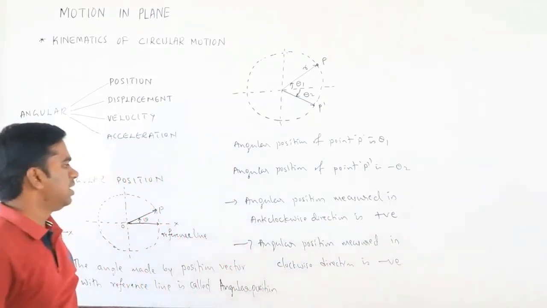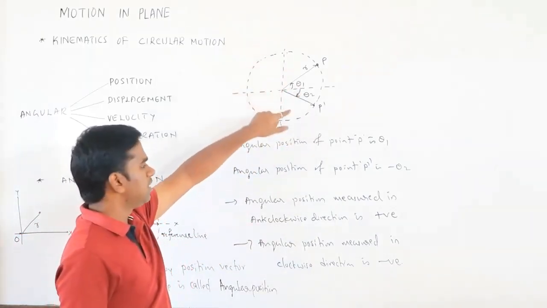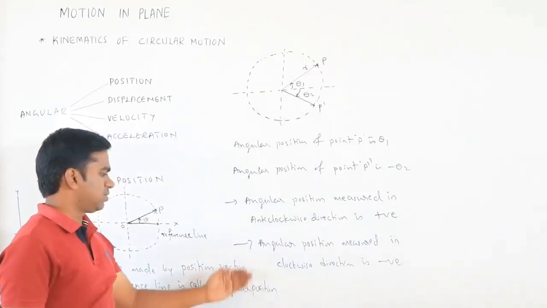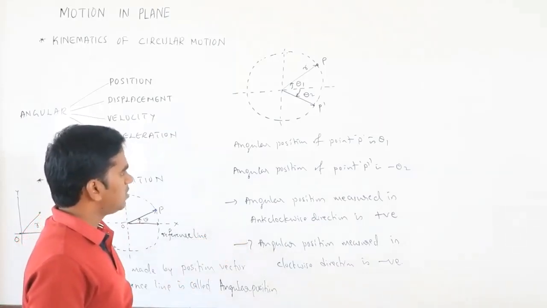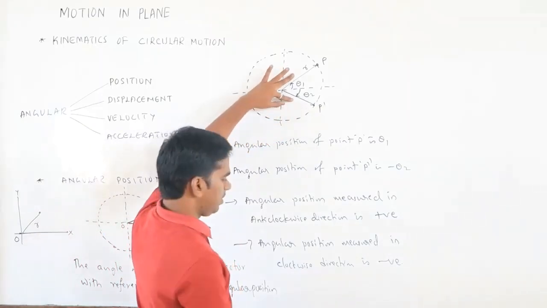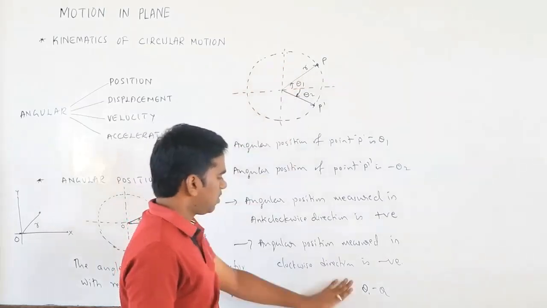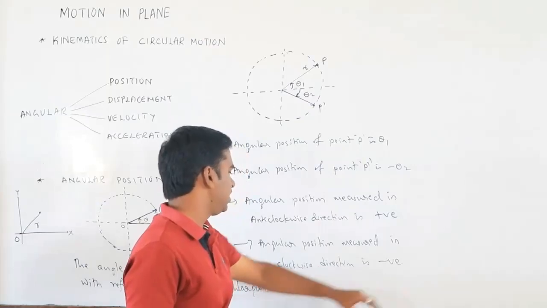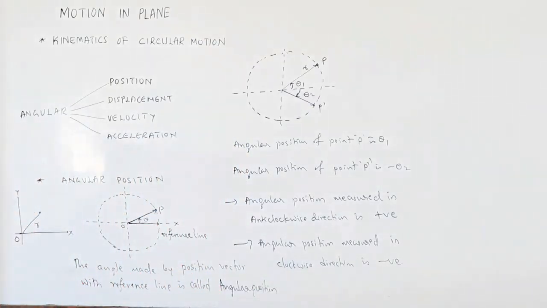Remember these two points. The angular position measured in anti-clockwise direction, which is opposite to clockwise, is going to be positive. In clockwise direction it is going to be negative. So these two points are very, very important. Now if I want to add these two, this will become theta1 minus theta2. Like that we can take the angular positions of point P and P dash.